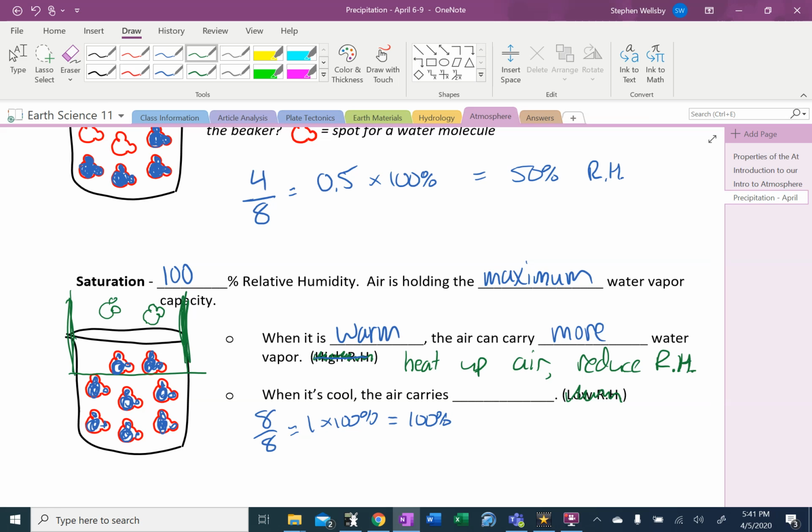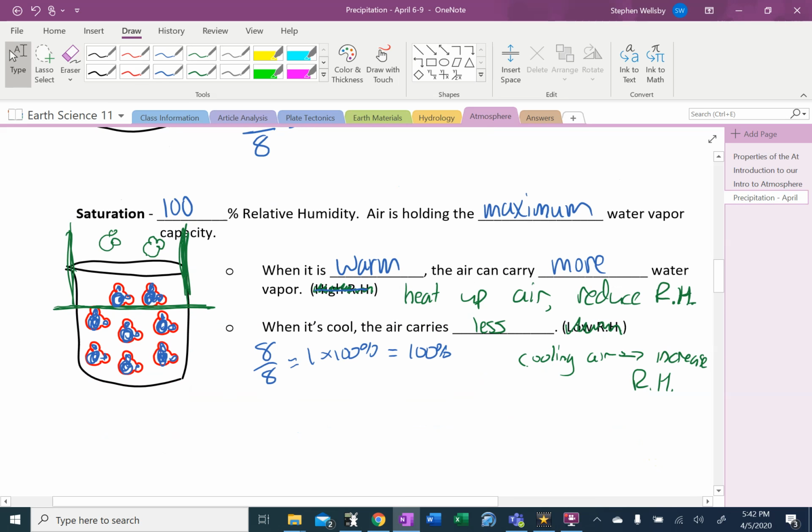Now, when it's cool, the air is able to carry fewer water molecules. So again, going back to our example, let's say I have 8 out of 8 air molecules. Well, when I cool it down, I'm going to shrink the size of the beaker. We can only hold 6, so these extra 2 are going to fall out. It's going to end up having a higher relative humidity. So cooling air will increase the relative humidity. That's what happens when you cool air. It's not able to hold as much water anymore, and that's going to make it a higher percentage.